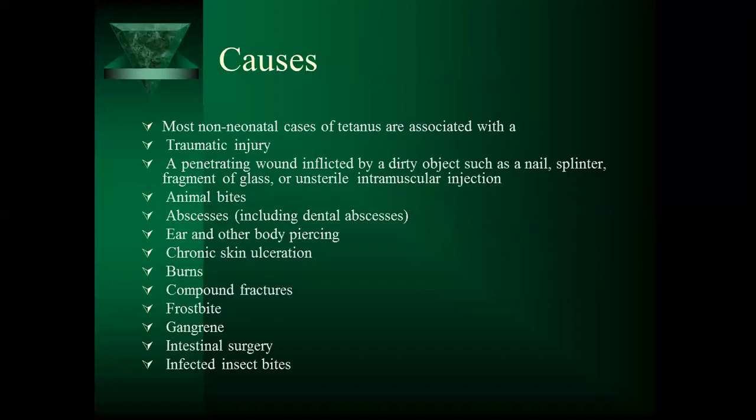So what are the causes of tetanus? Most non-neonatal cases of tetanus are associated with traumatic injury, penetrating wounds inflicted by dirty objects such as nails, splinters, fragments of glass, unsterilized intramuscular injections, animal bites, abscess including dental abscess, ear and other body piercing, chronic skin ulceration, burns, compound fractures, frostbite, gangrene, intestinal surgery, and infected insect bites. These are the non-neonatal causes.